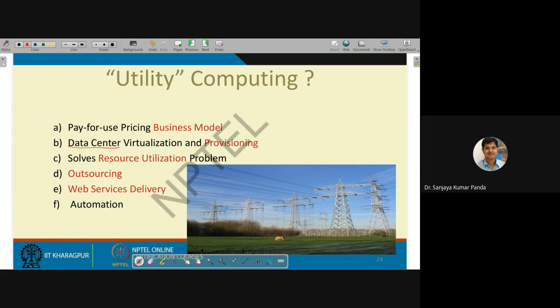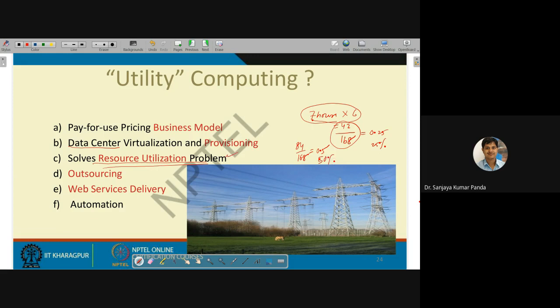So obviously, the resource utilization problem is solved, right? Like I mentioned to you in one class, if somebody is using a computer system 7 hours per day, and there are 6 working days, 7 into 6 is 42 hours. But in a particular week, we have 168 hours. So the total utilization we are getting is 25%, right? But if the same computer system is used by another user for another 42 hours, the calculation is 84 divided by 168. Now you can say the utilization is 0.5 or 50%.